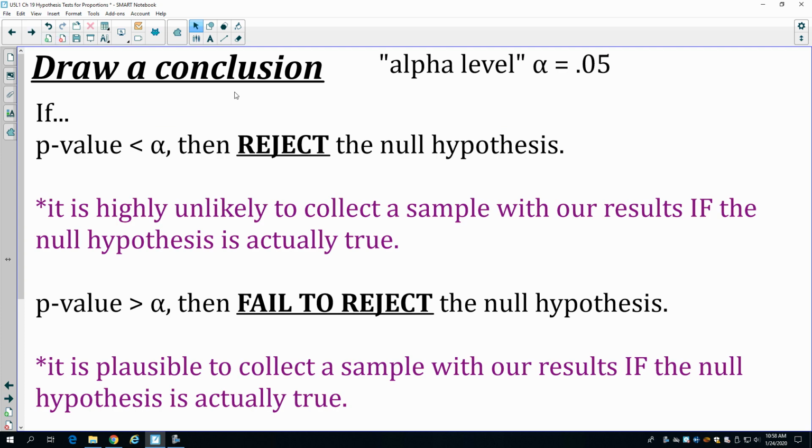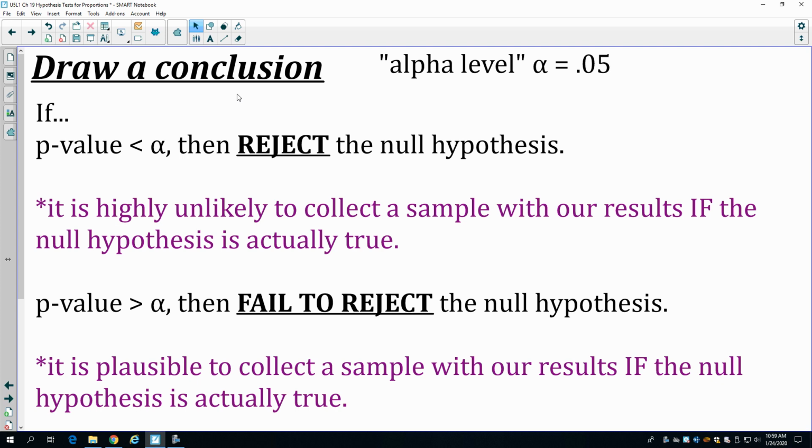So we've calculated a p-value. Now we need to make a decision about our null hypothesis. We're either going to reject or fail to reject. This is just like saying somebody is guilty or not guilty. If we have enough evidence to show that somebody needs to go to jail, then we say they're guilty, and we would reject their innocence. If we don't have enough evidence to show that person is guilty, we don't say they're innocent, we say they are not guilty, and that is the same as failing to reject our null hypothesis.